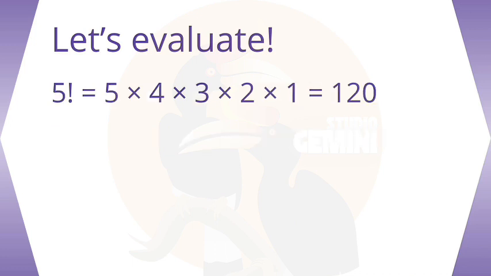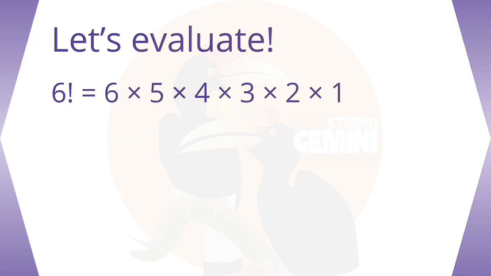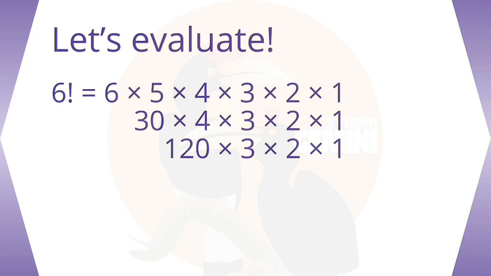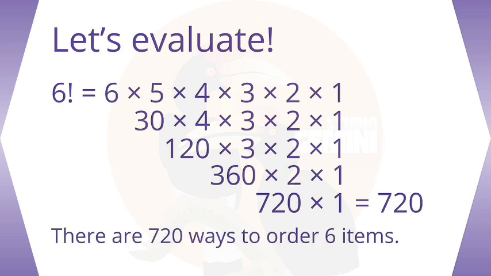We've also already seen 5 factorial, which is 5 times 4 times 3 times 2 times 1, which is 120. There are 120 ways to order 5 items. 6 factorial is 6 times 5 times 4 times 3 times 2 times 1. To multiply a long list of numbers, just take it 2 numbers at a time. 6 times 5 is 30. 30 times 4 is 120. 120 times 3 is 360. 360 times 2 is 720, and 720 times 1 is still 720. There are 720 ways to order 6 items.